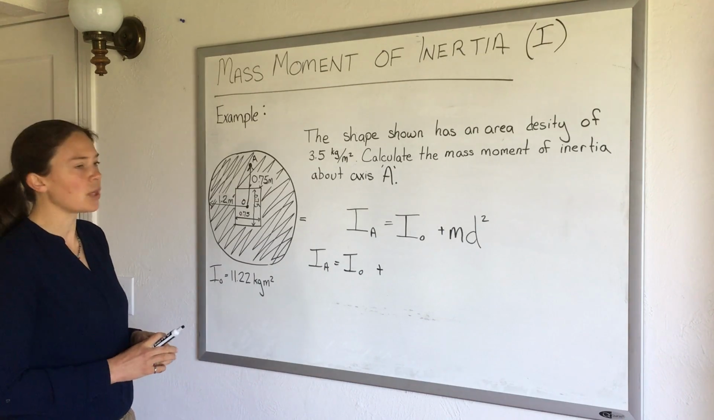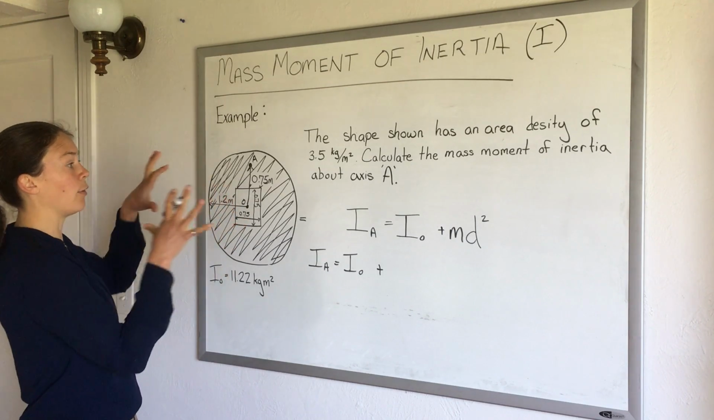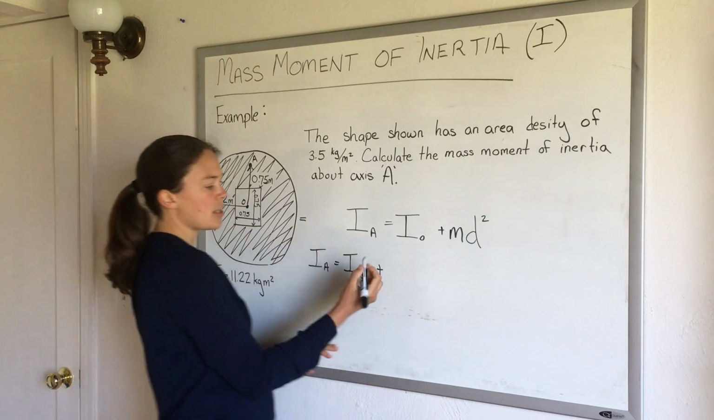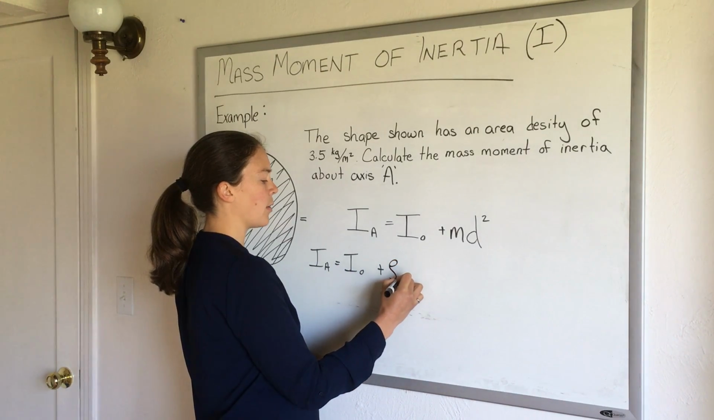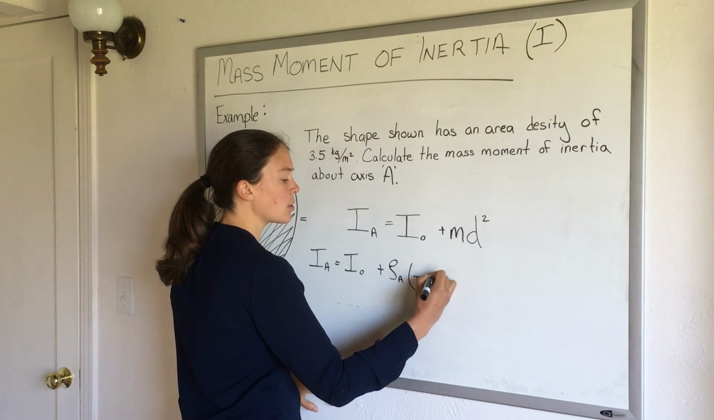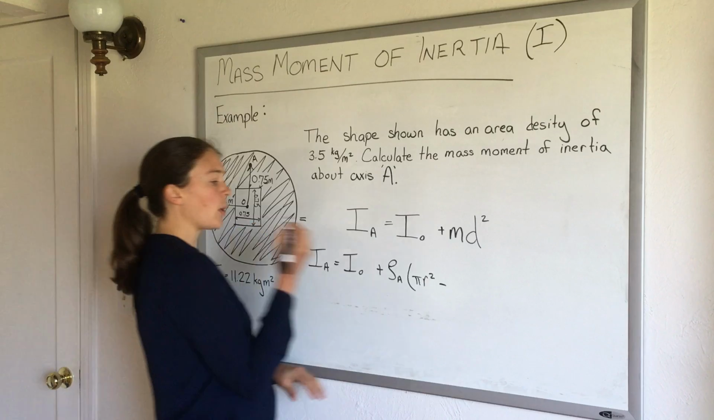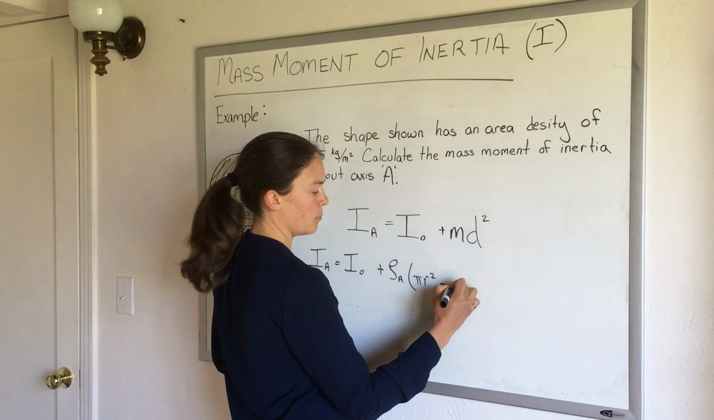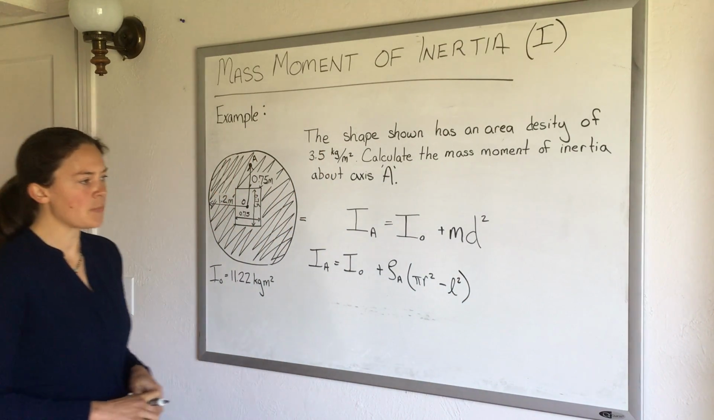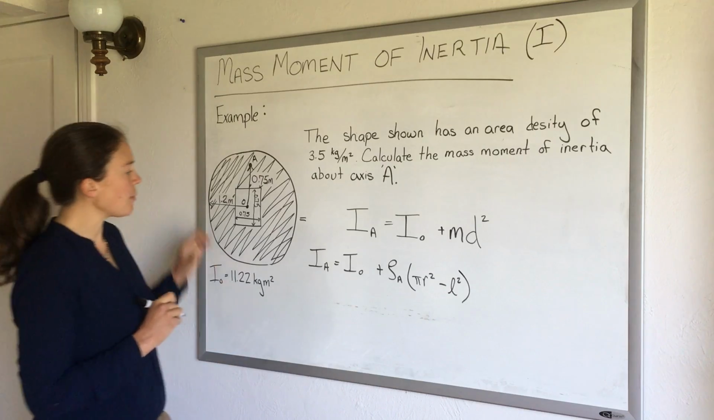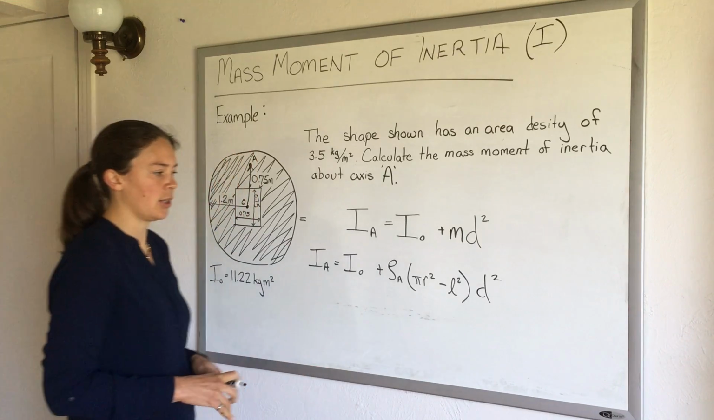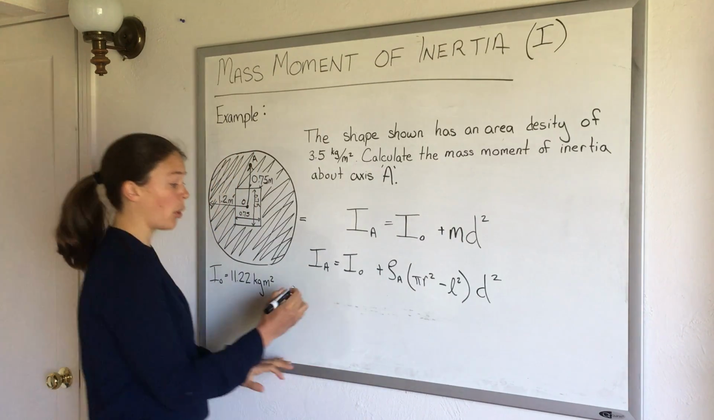Now I just need to calculate the total mass of this object. And we didn't actually do that earlier because we just needed the mass of the circle if it was full and the square if it existed. So in this case, to calculate the total mass, I will do the area density times the area of the circle, pi r squared, minus the area of the square. I'll just call that length L squared. So that'll be my total area, or total mass, excuse me, and then times the distance between these two squared. We'll say d squared.